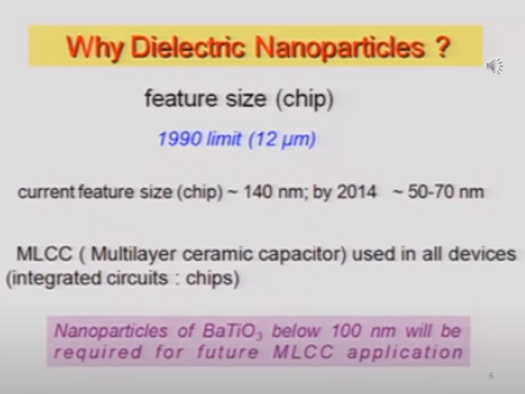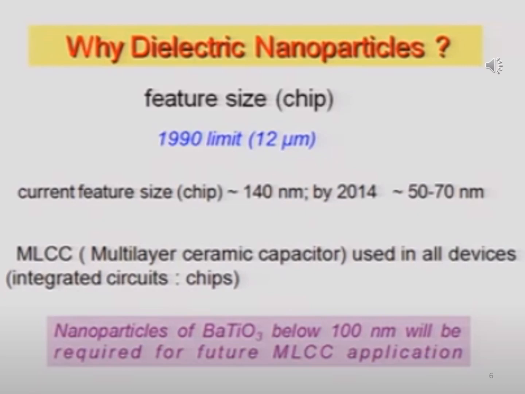The size of the chip, or the feature size as we say, was about 12 micron in the 1990s. Below 12 micron, people could not make a chip in the 1990s. But with the advancement of technology, with the advancement of knowledge, and with the progress of working on advanced materials, today the size of the chip has been reduced to the nanometer range.